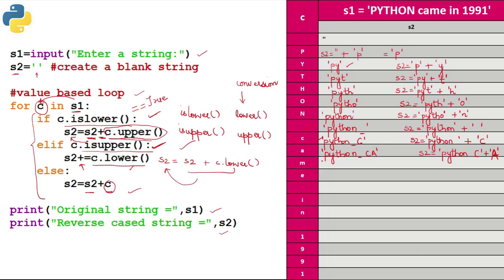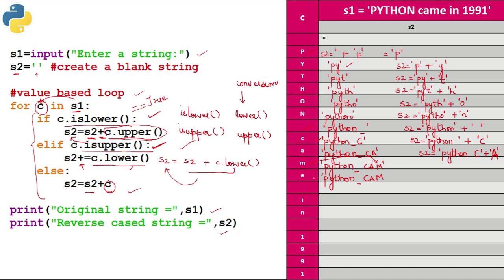And what is going to happen for small m, it will be added to this python space CA, and m will be converted to capital M and concatenated. So in this iteration it is going to be python space capital CAM. For E, again, it will be like the current content of S2.